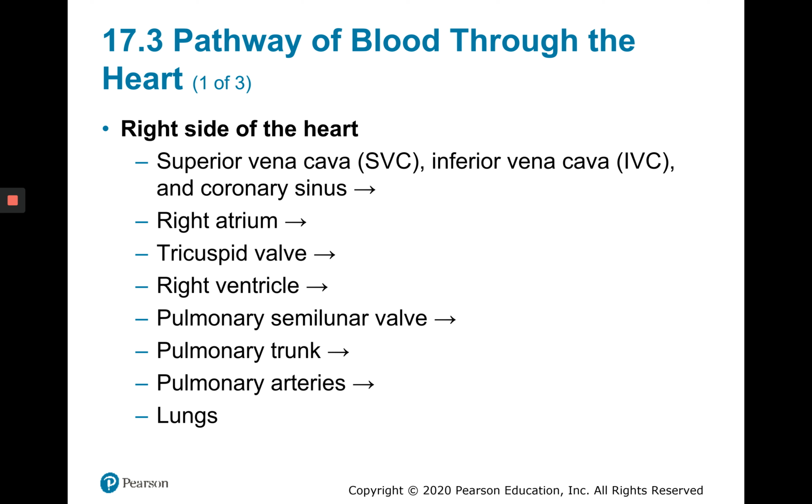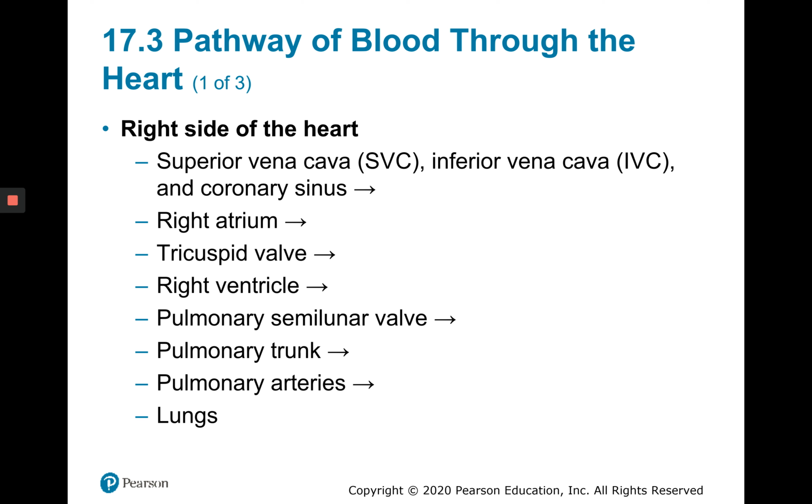and we're going to start with the right atrium. To do that, we have to talk about the three structures that empty into the right atrium. The superior vena cava, inferior vena cava, and the coronary sinus all bring blood back to the heart, and they empty into the right atrium. Blood then flows into the tricuspid valve. Blood flows past the tricuspid valve then into the right ventricle.